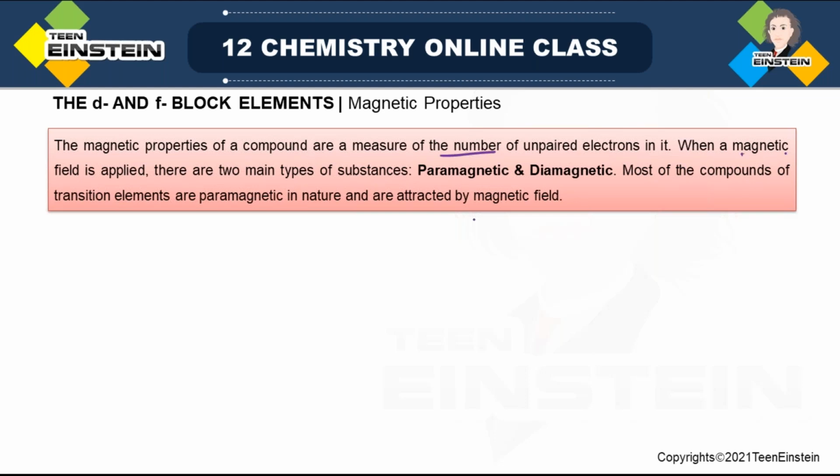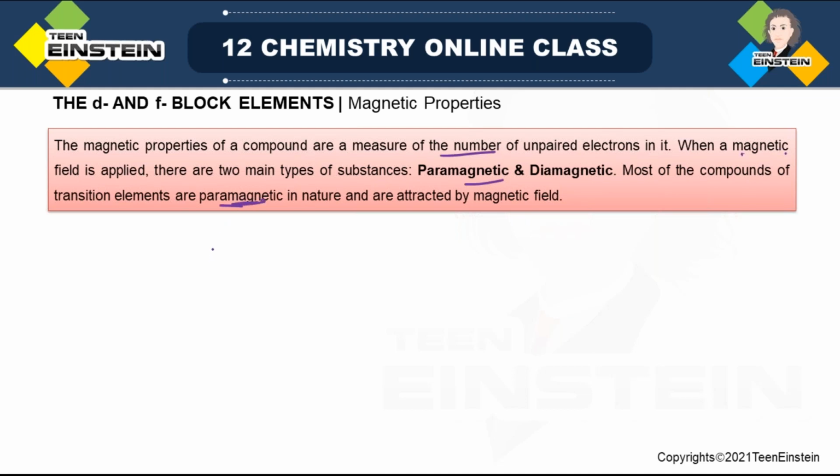Now, in the presence of a magnetic field, there are two main categories that we can have. Though there are other categories, these two are enough for us right now in this chapter. One is paramagnetic, another one is diamagnetic. Now, in the case of d block elements, most of the compounds are paramagnetic.